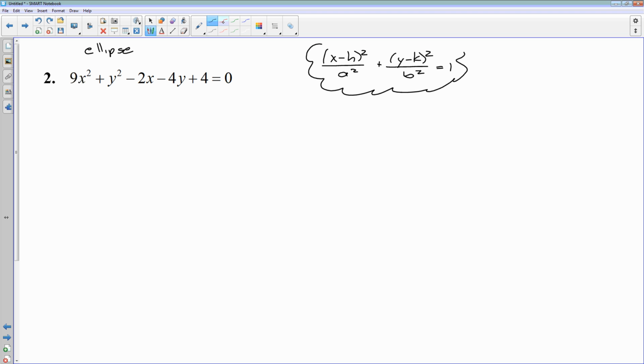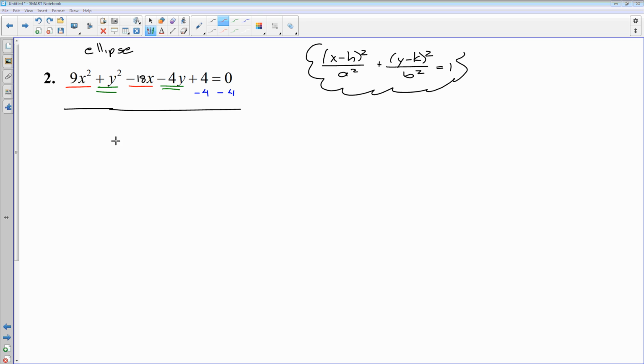So what I will do is group my x's, and I will group my y's. And then the number by itself, this 4, I will subtract over. Okay, so that's going to give me, let's see, 9x^2 minus 2. Oh, gee, something's not right here. Hang on just a second. There we go, fixed it. That should be minus 18x, not minus 2x.